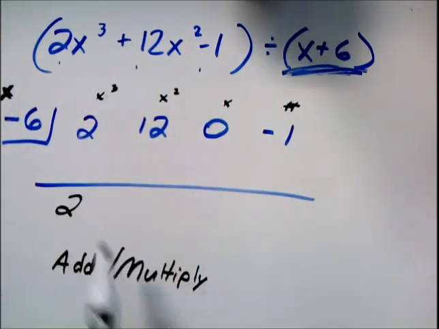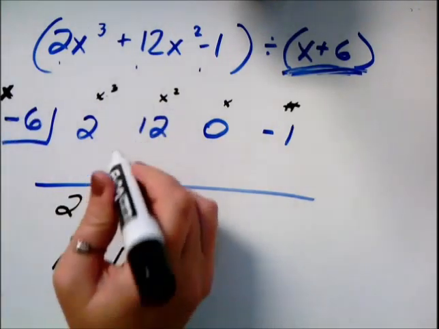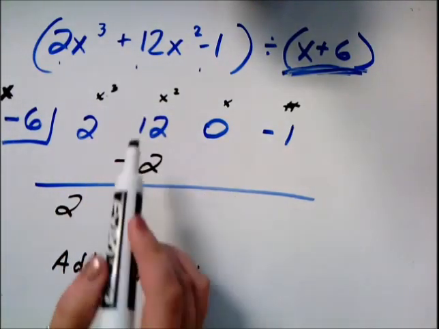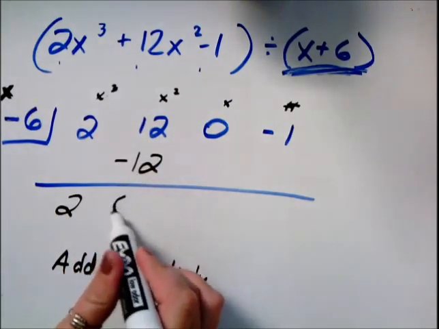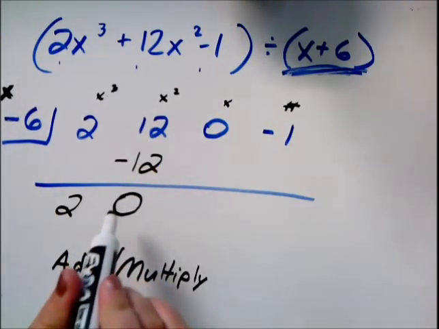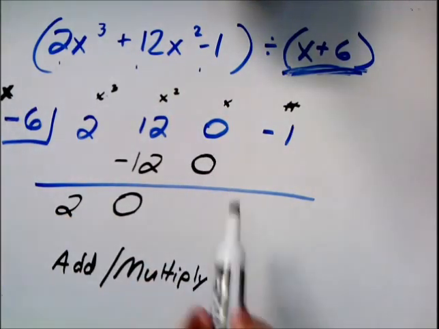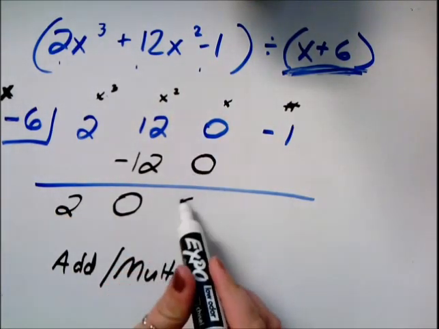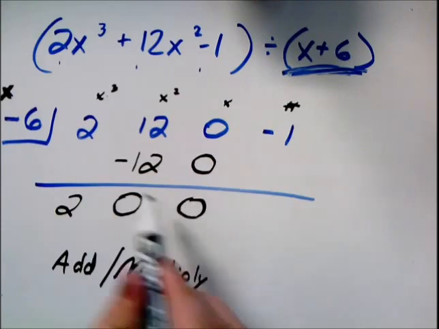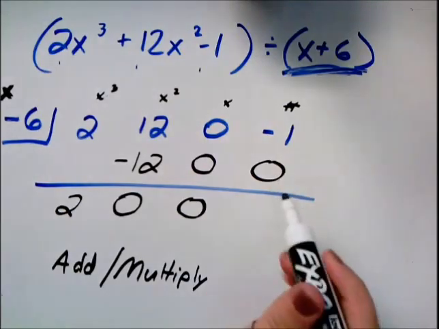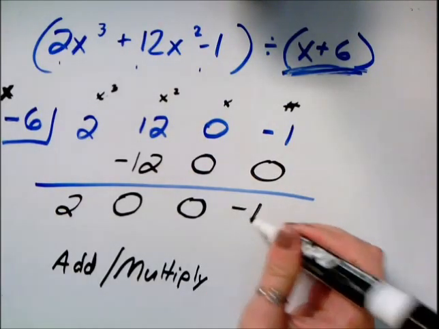And now I'm to multiply. So 2 times negative 6 is negative 12. And now I'm adding again. So 12 and negative 12 add to 0. And now multiplying again. 0 times negative 6 is 0. And now to add, 0 plus 0 is 0. And to multiply, 0 times negative 6 is 0. And to add one last time, I get negative 1.